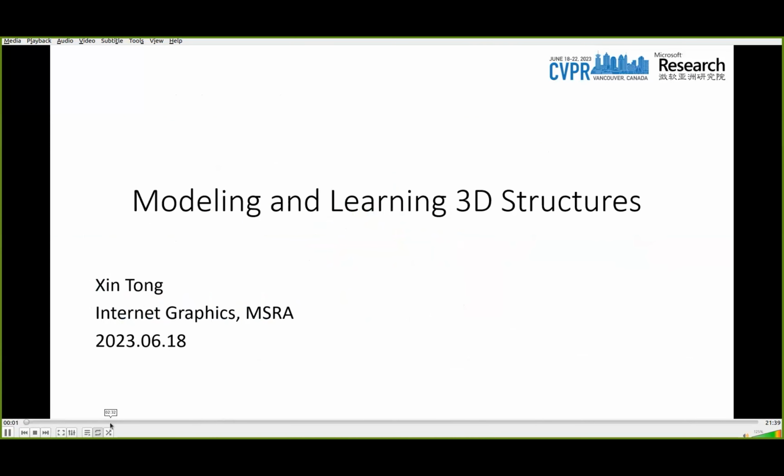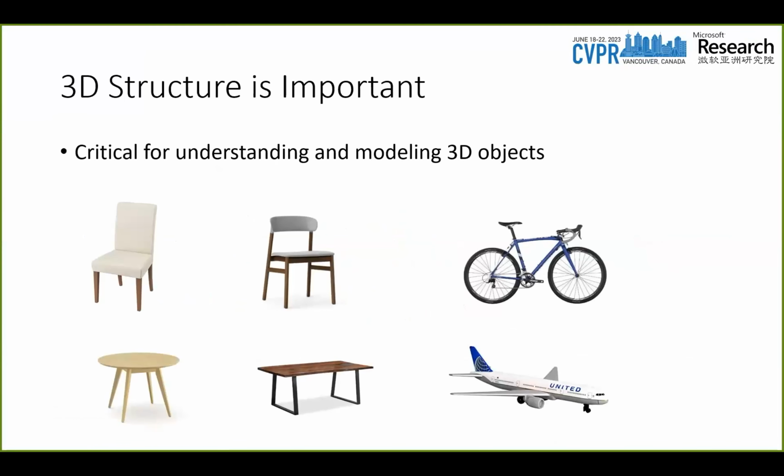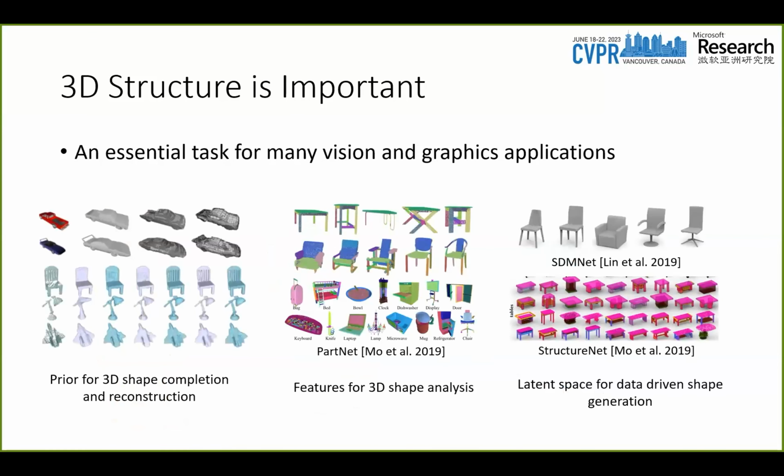Good morning, everyone. In this talk, I'm going to talk about our recent work on modeling and learning 3D structures. I'm sorry that I cannot be on site to give this talk. Many organic objects or man-made shapes in the real world, such as human bodies and faces, as well as the chairs or airplanes shown here, always have very similar structures. So learning these 3D shape structures is an essential task for many graphics and vision applications.